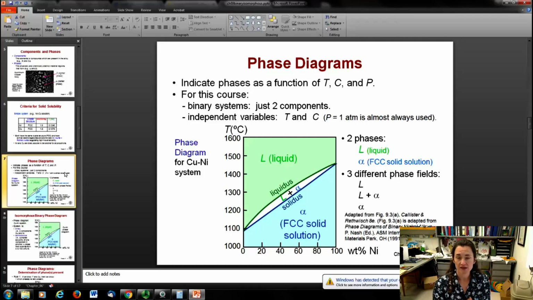You can see the liquid portion is in green and the solid portion is in blue. We're going to call the solid phase here the alpha phase. Okay, so this is the alpha solid phase, and it's an FCC solid solution. Along the bottom of the graph is plotted the percent change in weight percent of nickel.